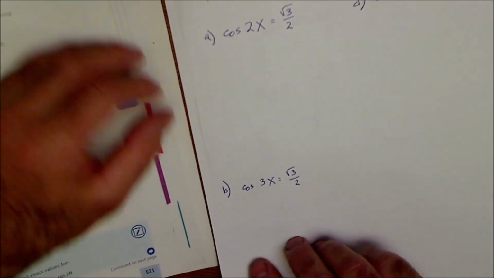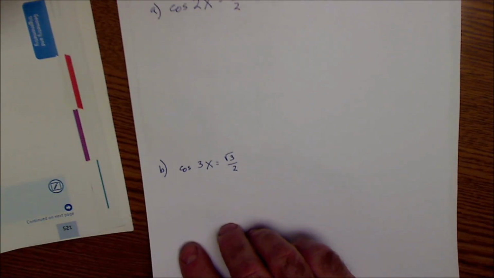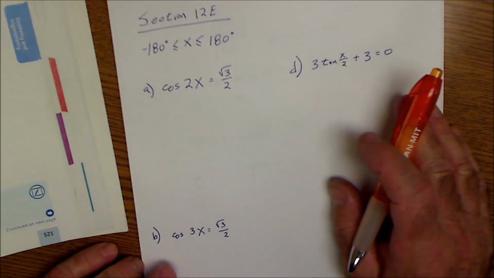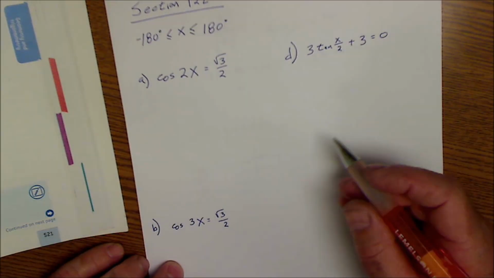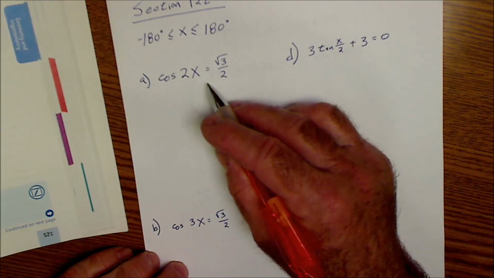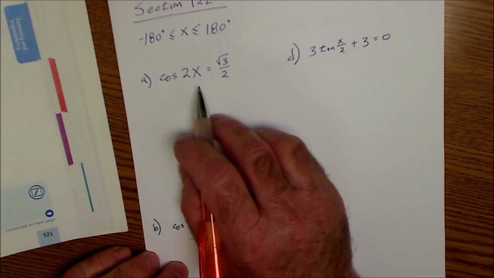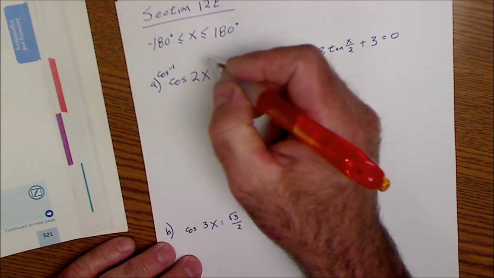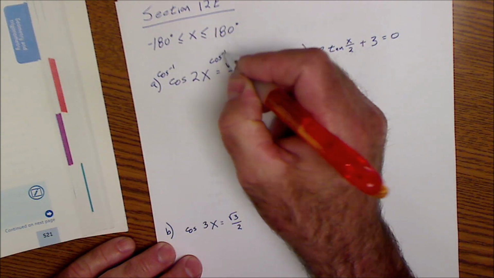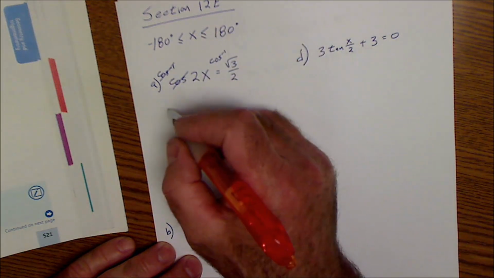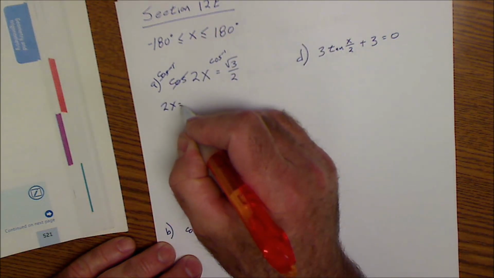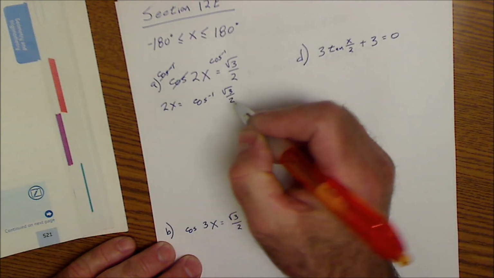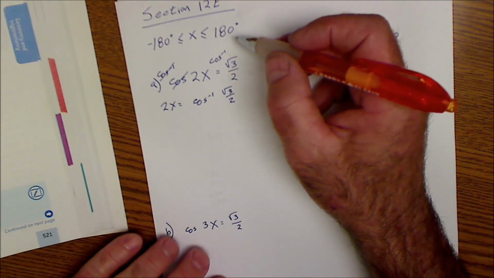So this is the section before we introduce double angle identities, Section 12E in the IB Math SL book. So cosine of 2x, the way I isolate 2x is I take the inverse cosine of both sides. That inverse cosine will cancel with that cosine, and then I have 2x is equal to the inverse cosine of root 3 over 2 within this given domain.